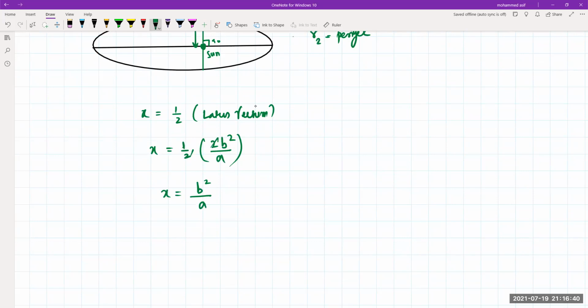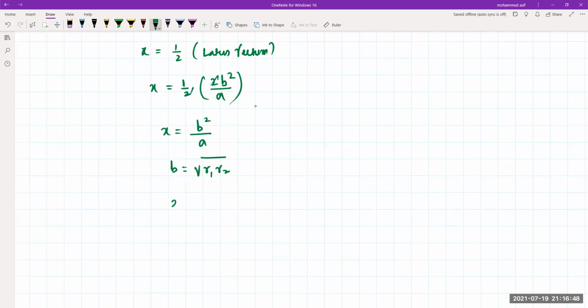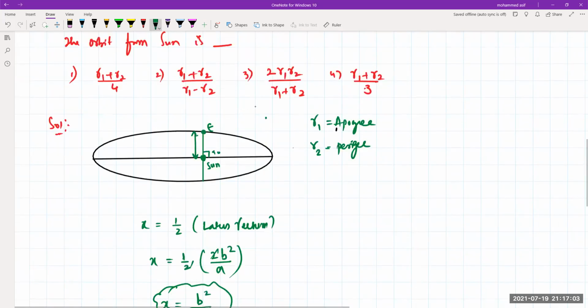B value, how much did we get? B value we already know, under root of R1 R2. So I can right now write the relation. 2A value is how much, beta? 2A is equal to, just now I told you, R1 plus R2. So A value will be equal to R1 plus R2 divided by 2. So I need the value of your X. Right now, what is the question asking?